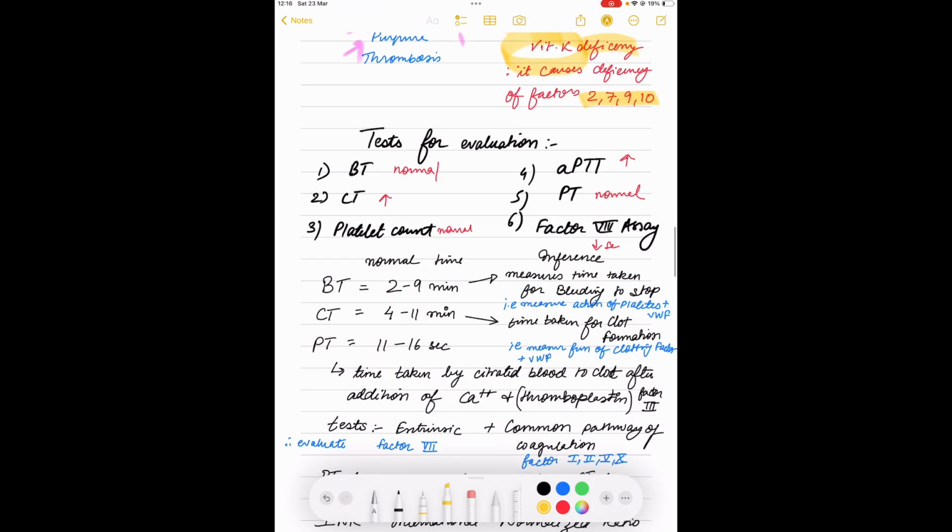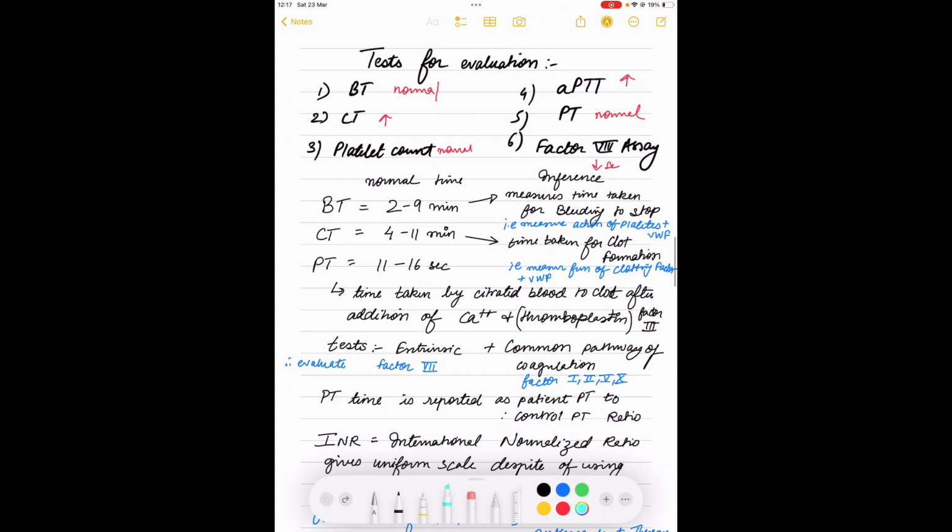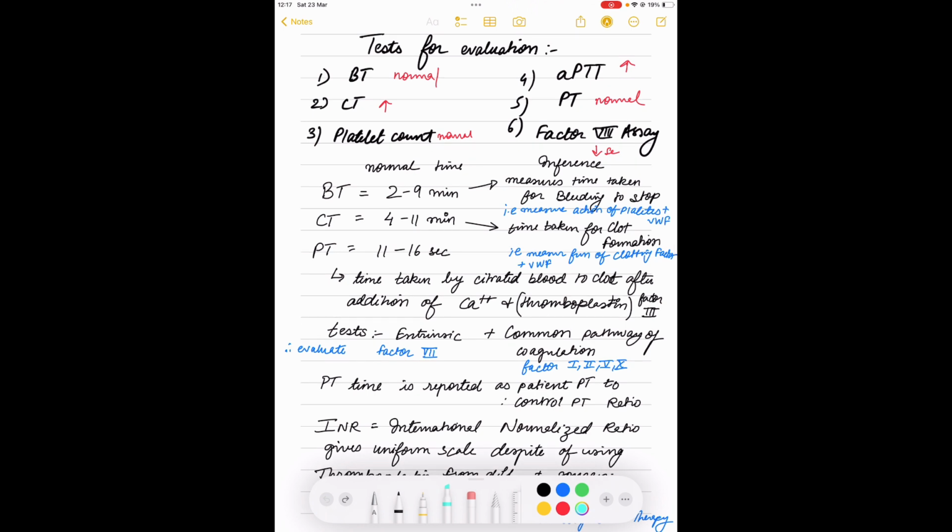Moving ahead with the tests for evaluation of this condition. Okay, so guys, we're now discussing the tests for evaluation of this condition, and the tests available with us are BT, which is bleeding time, normally 2 to 9 minutes. So bleeding time refers to the time taken for the bleeding to stop, which means that it's measuring the action of platelets plus von Willebrand factor, because von Willebrand factor is also required in platelet adhesion.